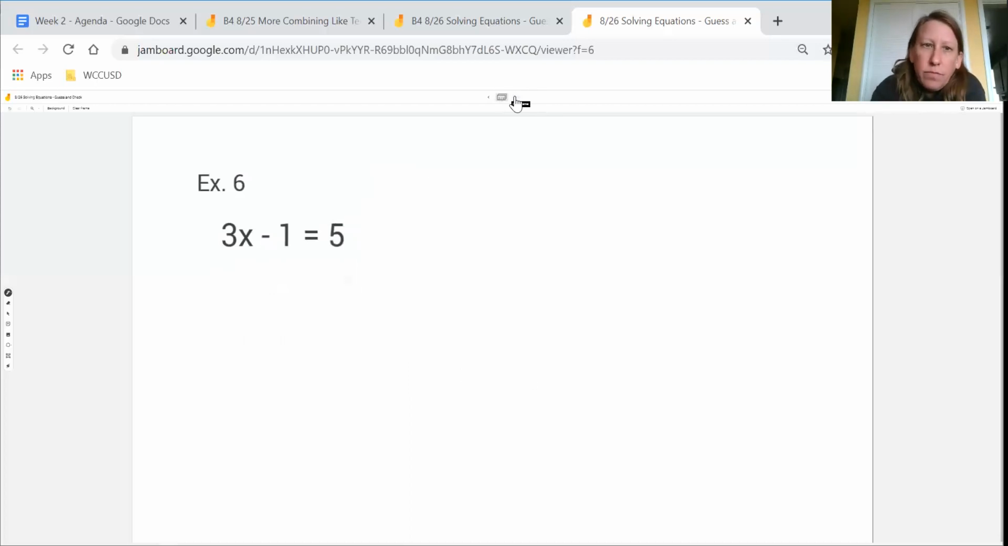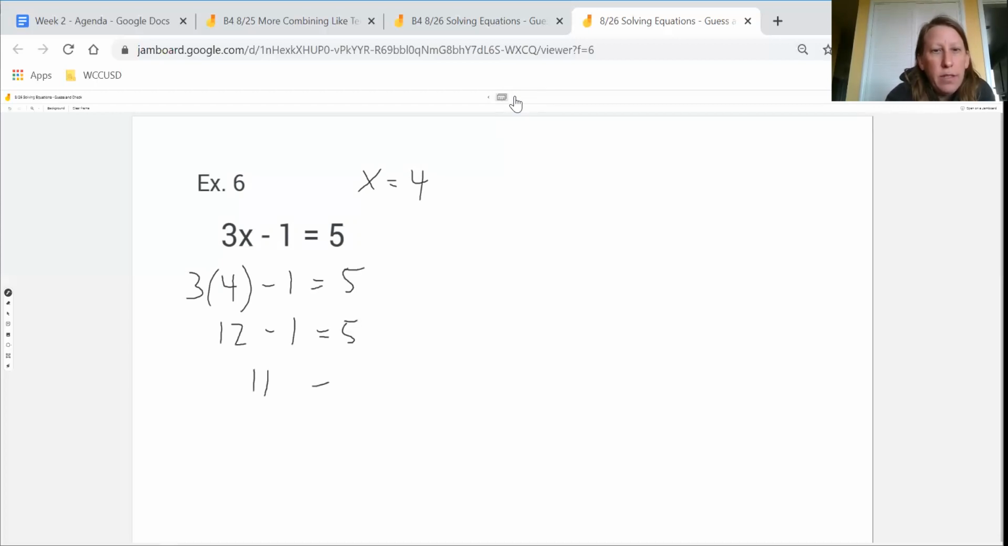How about this one? 3 times some number minus 1 is the same as 5. And they're puzzles. You stare at them, you think about it, you try some numbers in your head, you play with it. So this is called guessing and checking. So I'm going to guess 4. Okay, 3 times 4 minus 1. That's 12 minus 1, which is 11. Is that the same as 5? Not the same as 5. Okay, so that was a bad guess.